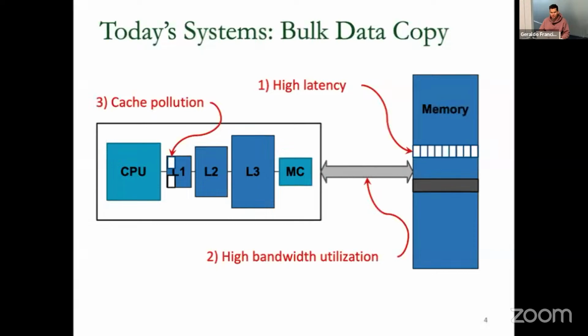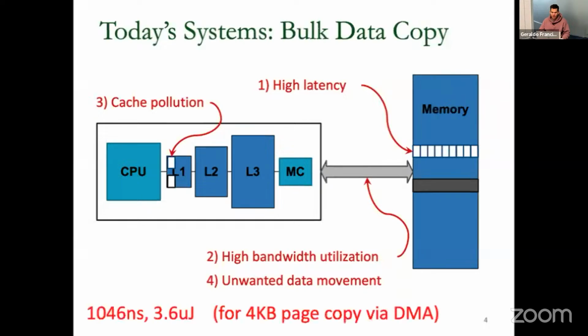It creates cache pollution because the only operation that you're going to do is copy one cache line to another. So it's not necessarily a useful operation. And you have unwanted data movement because ideally you do not need to move the data outside the memory chip itself. So to copy 4K bytes of data via a DMA engine, which actually alleviates some of those bottlenecks because you don't move the data through the caches, still, this takes around 1046 nanoseconds and consumes 3.6 microjoules.